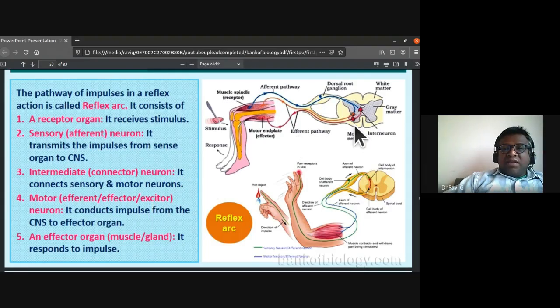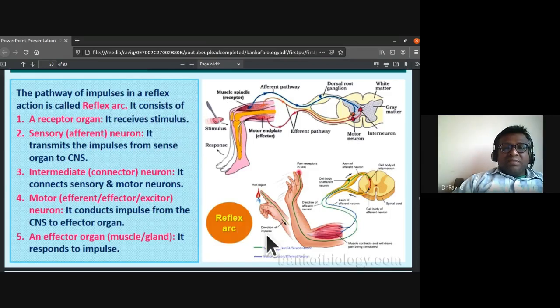The motor, efferent, effector or exciter neuron conducts impulses from the central nervous system to the effector organ. An effector organ is a muscle or a gland, and it responds to the impulse. So the pathway of impulses in a reflex action is called the reflex arc.